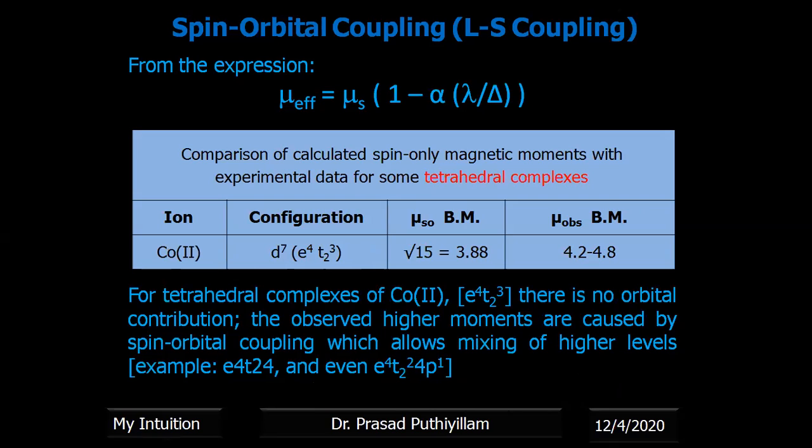So in case of a tetrahedral complex of cobalt 2 plus, d7 configuration, the electronic configuration we write as e4 t2 3. There also the observed magnetic moment is higher than that of the spin only value. Okay, so here e4 t2 3, there is no orbital contribution, because the lower energy level e4 is filled and there is no orbital contribution as such. The observed higher moments are caused by spin orbital coupling only, which allows the mixing of higher levels, say e4 t2 4 and 4P1.